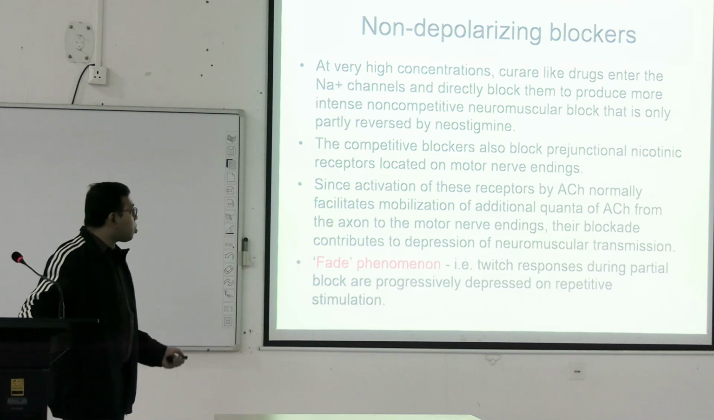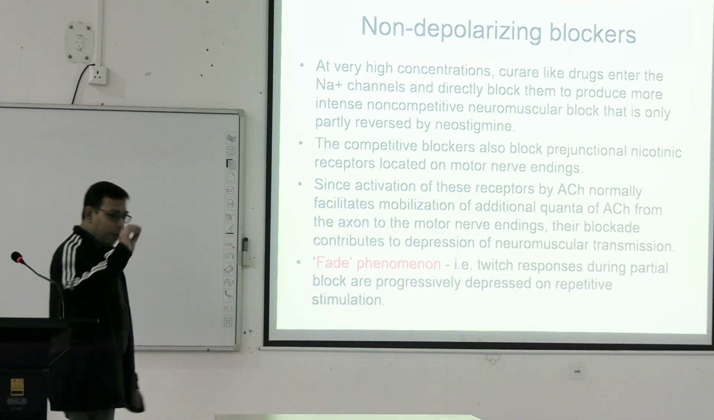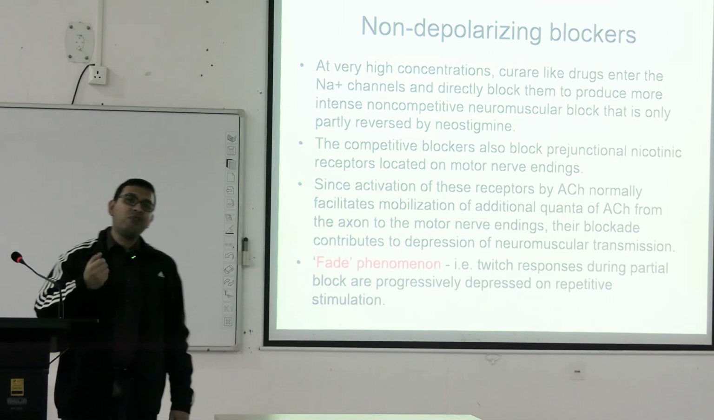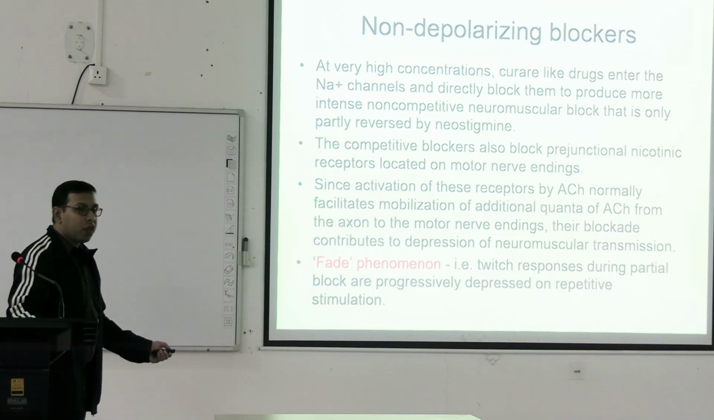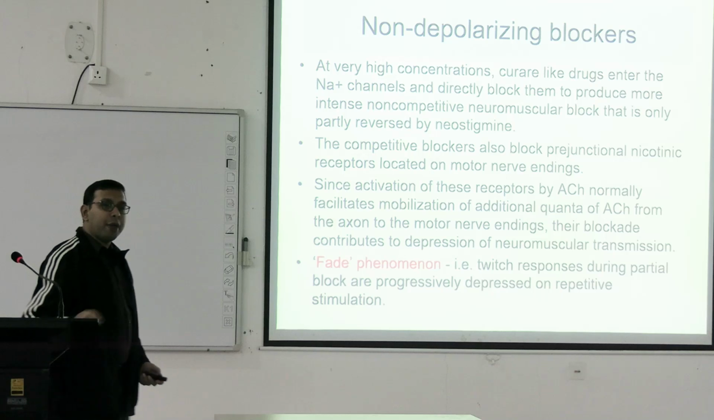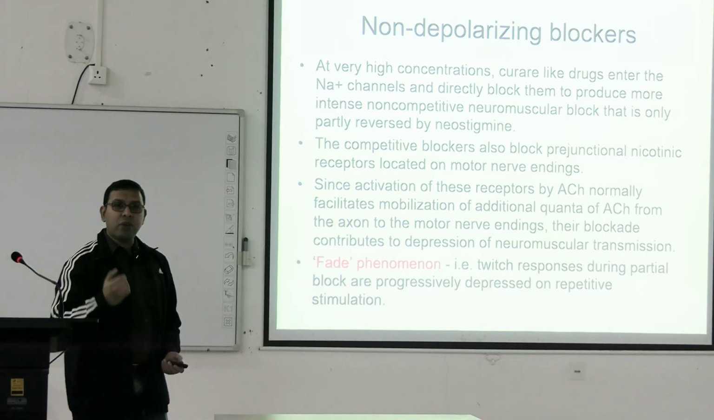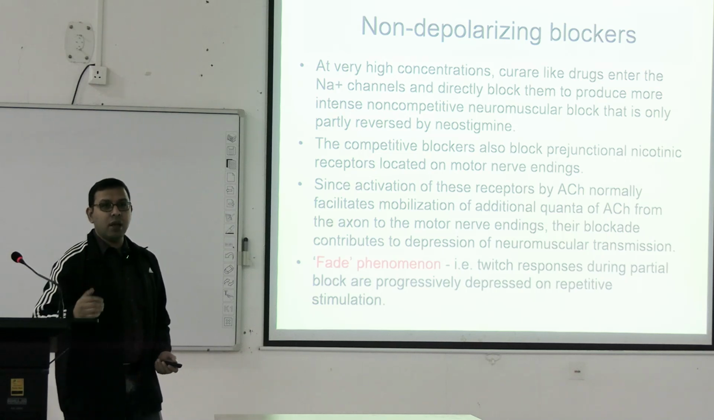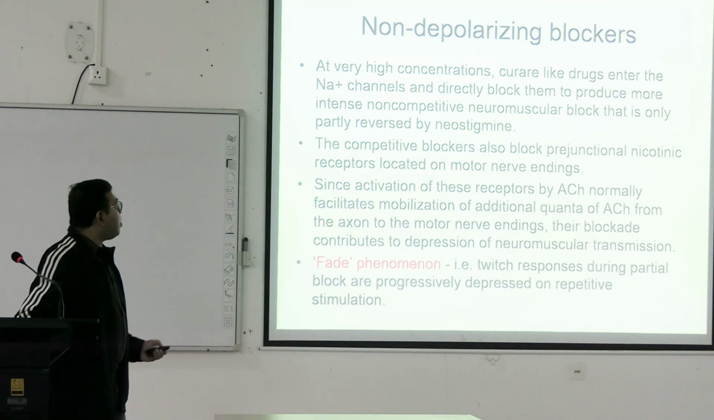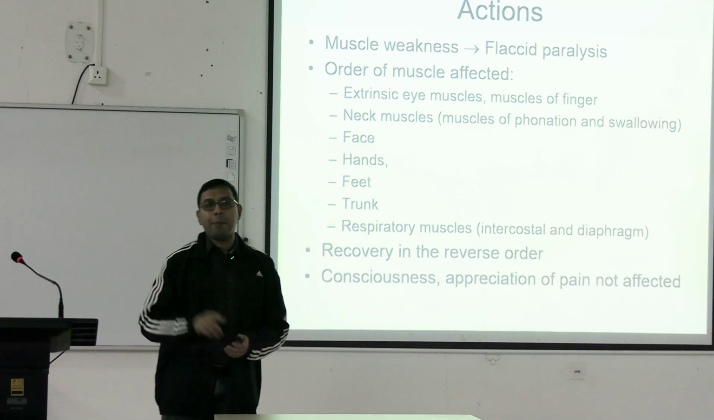These agents also show one phenomenon, known as the fade phenomenon. Fade refers to the twitch response. Twitch means when we give an impulse, the muscle contracts. These twitch responses during partial block are progressively depressed on repetitive stimulation. When we repeatedly stimulate, the twitch response, that is the contraction of the muscle, gradually decreases. This is known as the fade phenomenon, and it is seen with competitive or non-depolarizing blockers.